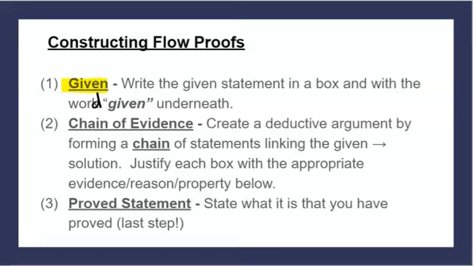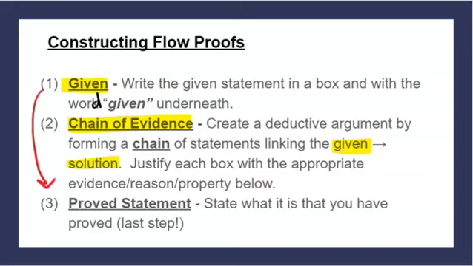The second piece is to then think about what pieces of evidence, like the Bill of Rights or the Gregorian calendar, we can use to show that this is indeed a provable or true statement. There's two things to write there. First is the chain of evidence. It says create a deductive argument by forming a chain of statements linking the given that we had at the beginning to our solution, which is our statement at the end. So this whole idea is to connect number 1 to number 3.